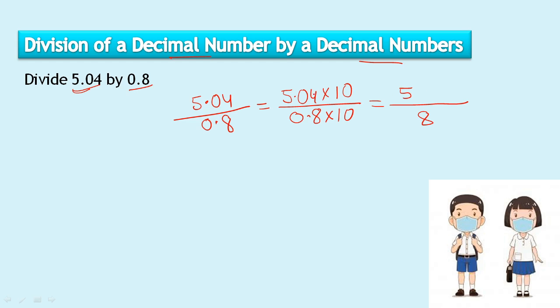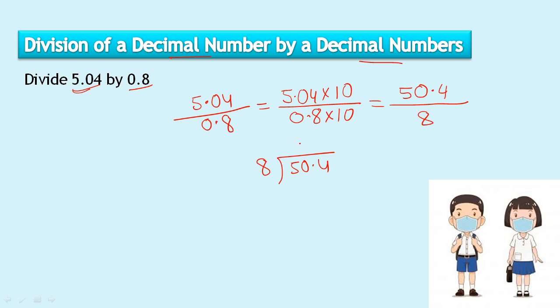Here we can say, have you seen my previous video where I discussed how to multiply a decimal number by 10? There I discussed that the decimal point will move to the right, and how many places? The number of zeros. How many zeros? 1 zero. So the decimal point will move one place to the right. So that's why it will be 50.4. Now it becomes easy for us because we can divide 50.4 by 8.